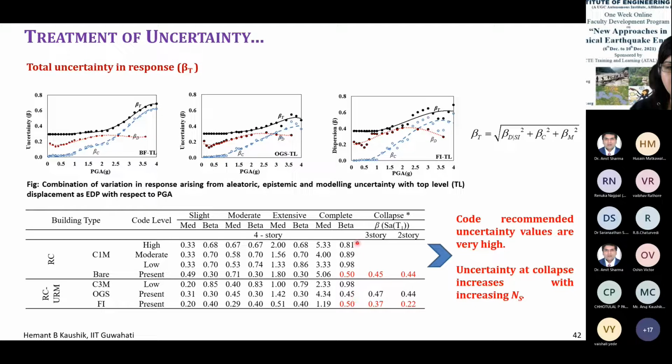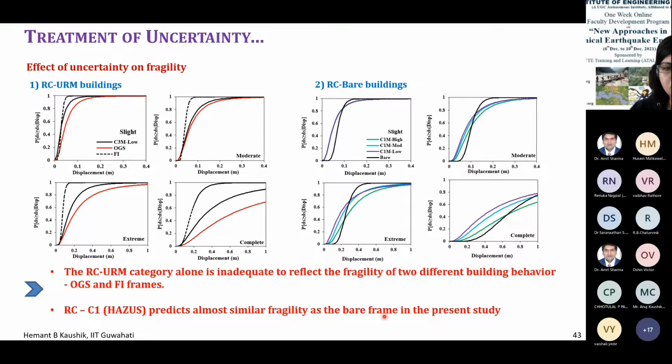This is not the Indian code; this is the US code, IBC. For infill frames also, we get different results. Uncertainty in collapse increases with an increasing number of stories, which can also be observed from here. If we take these uncertainties and plot the fragility values, we will of course get different fragilities for different uncertainties. So we are plotting them for 3 different types of frames specified in this IBC, for slight, moderate, extreme, and complete conditions.